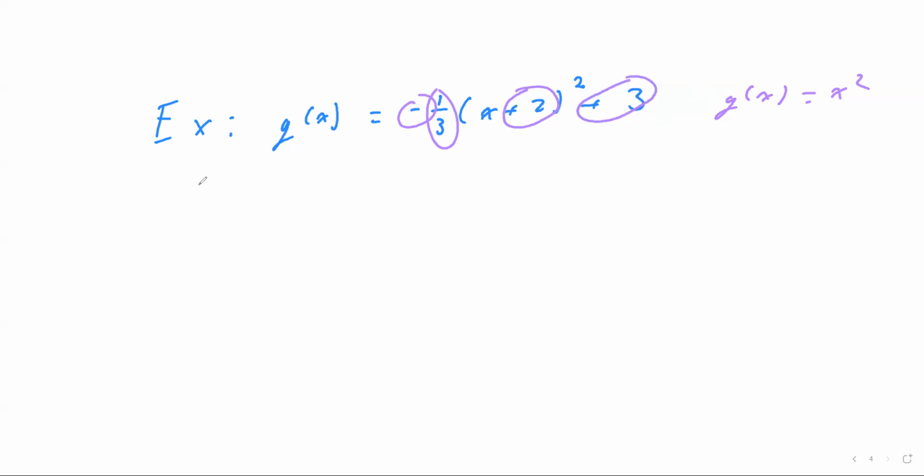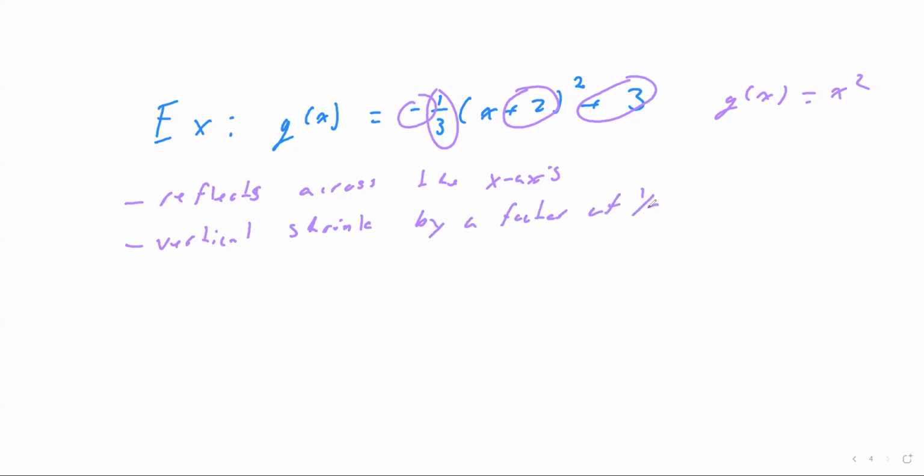The fact that there's a negative outside of the function tells me it reflects across the x-axis this time. I see that it has an a that's 1/3. Well, if it's outside, that tells me it's vertical. And if it's 1/3, that tells me it's a vertical shrink by a factor of 1/3, because that's what it is there. And then we have a plus 2, so that means it's going to shift. And since it's plus, it does the opposite of what we think. So it shifts left 2 units. And the plus 3 means it's going to shift up 3 units.